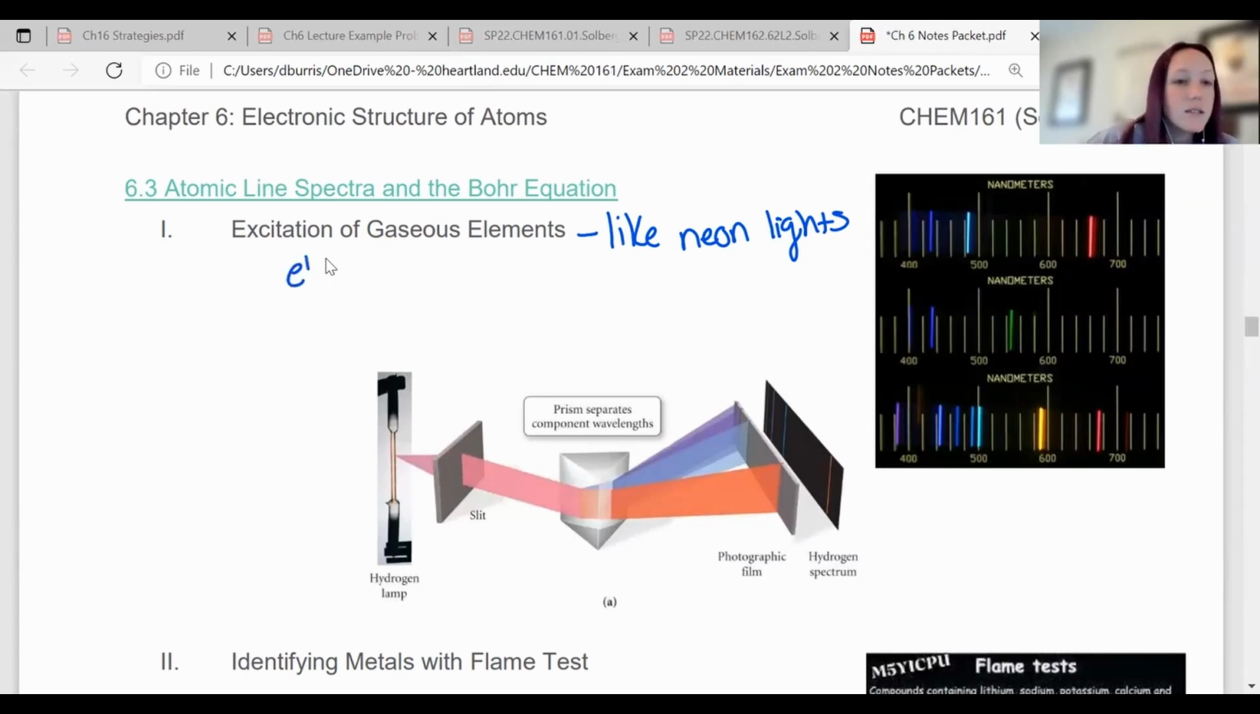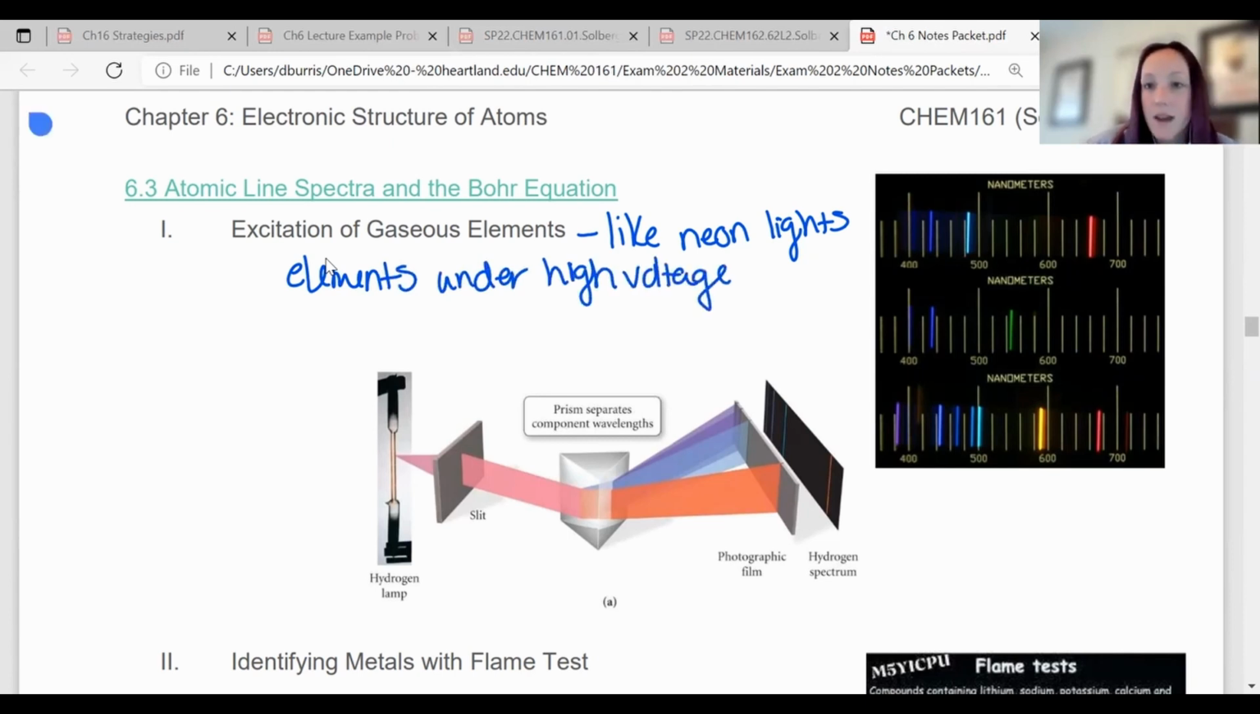So elements under high voltage, or with a lot of energy being shot at them, produce what's called a line spectrum.